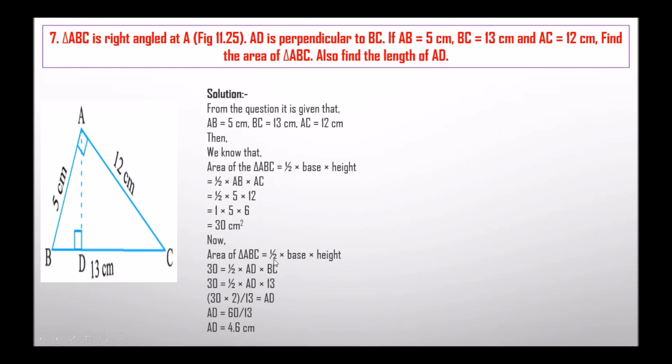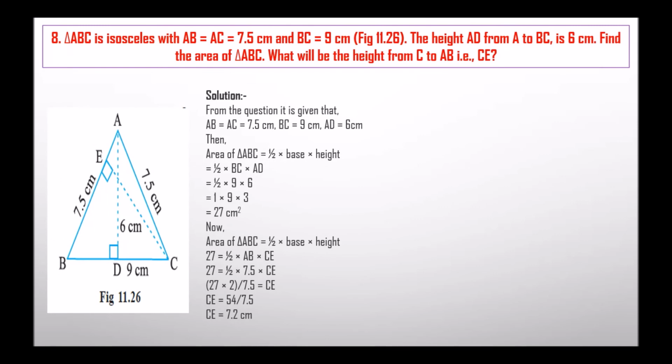Area of triangle ABC equals half into base into height. So 30 equals half into AD into BC. 30 equals half into AD into 13. So this 2 can come this side. So 30 into 2 upon 13 equals AD. So AD equals 4.6 centimeter.